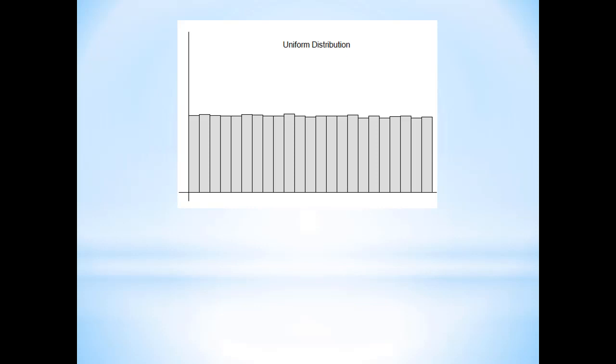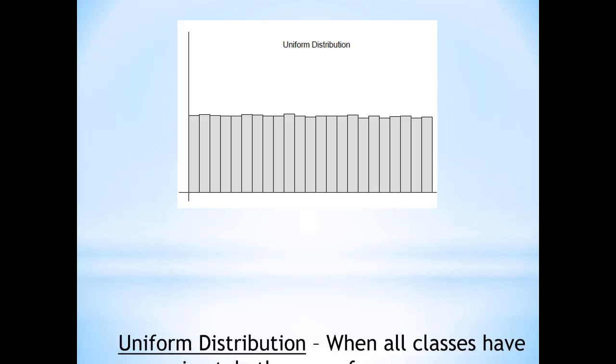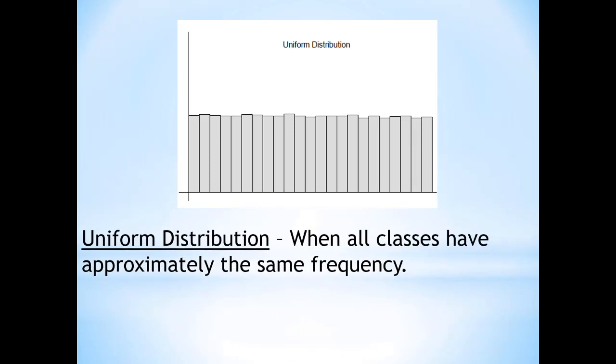In a uniform distribution, you'll notice that all the classes have approximately the same frequency. When you look at this graph, the bars aren't exactly the same height, but they're very, very close. We would always expect some slight variations when we're accumulating data, but for data to be dispersed like this, that means there has to be some kind of underlying pattern in the background that's generating this uniformity across the histogram.